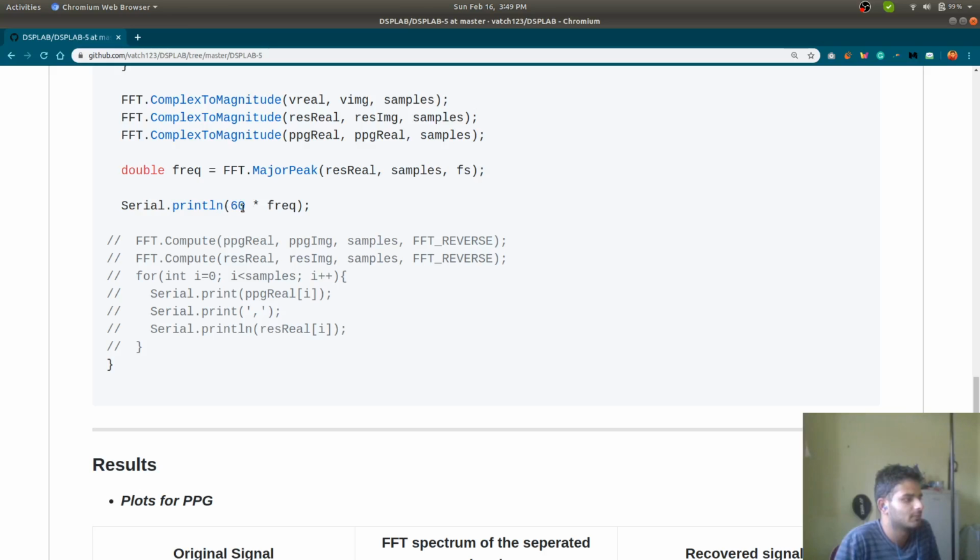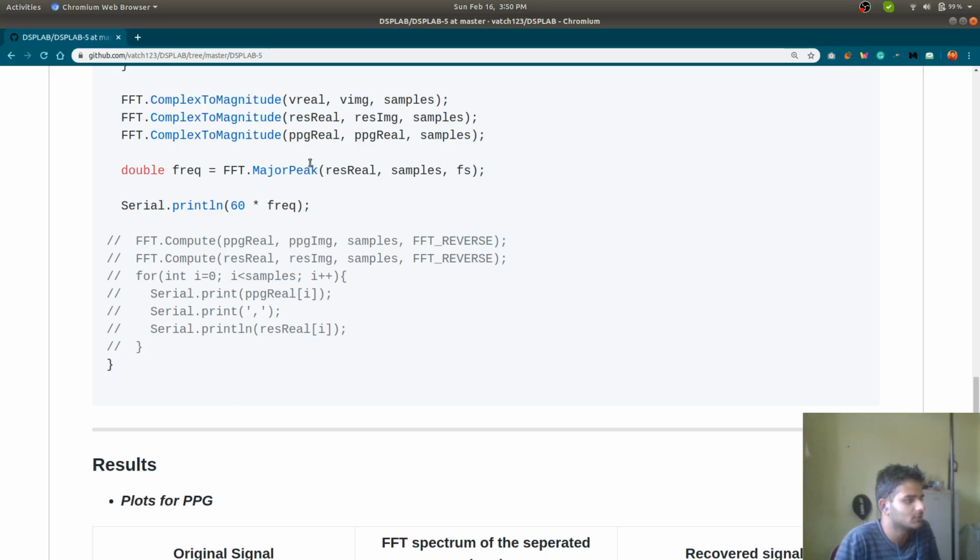We can multiply it by 60 to get the respiratory rate. This commented code can be uncommented to find the inverse FFT. If we find the inverse FFT here, this is FFT reverse of the PPG, and this is FFT reverse of the respiratory signal, and we can plot it to see how the curve translates in time domain. But for this, we have to comment these all out.